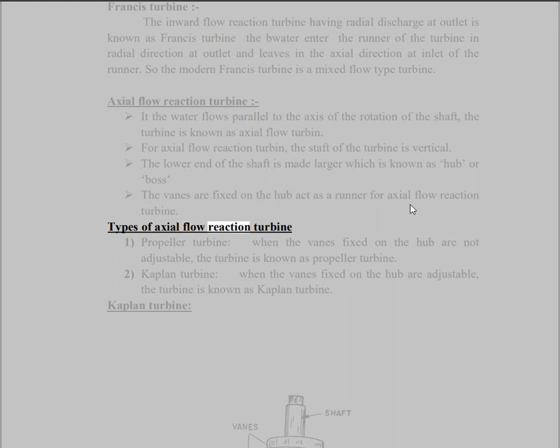Types of axial flow reaction turbine. 1. Propeller turbine. When the vanes fixed on the hub are not adjustable, the turbine is known as propeller turbine. 2. Kaplan turbine. When the vanes fixed on the hub are adjustable, the turbine is known as Kaplan turbine.